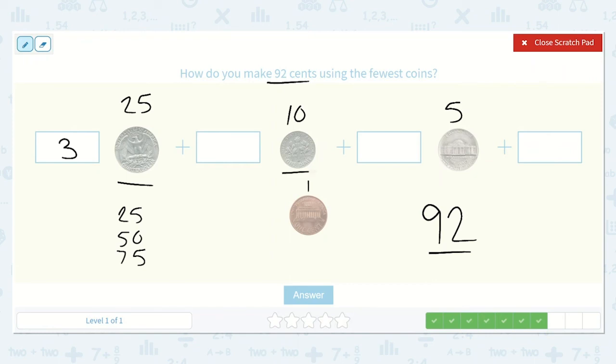Now let's try our dimes. If we add 10 to 75, it turns into 85. If we added 10 more, it would be 95, which would be too much, so we know we just need 1 dime. Now let's see nickels. I know if I add 5 to 85, it will turn into 90. So I can do 1 nickel. I cannot add another nickel because that will be greater than 92. So if I have 90 and I need to get to 92, I just need to add 2 pennies. That is 3 quarters, 1 dime, 1 nickel, and 2 pennies.